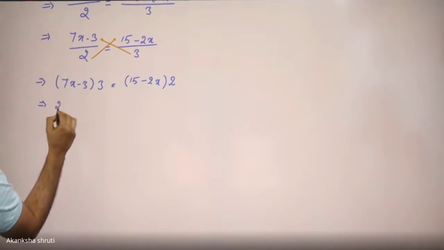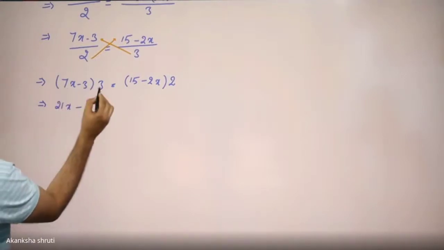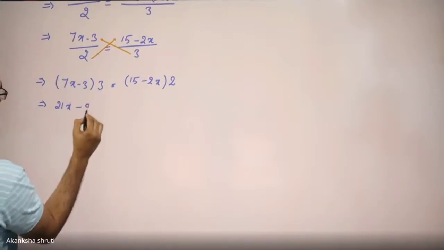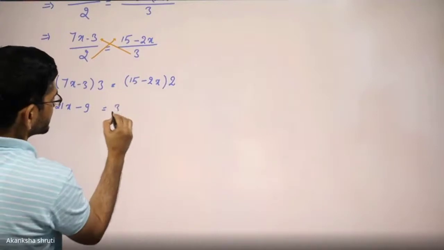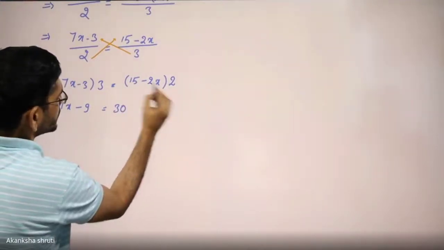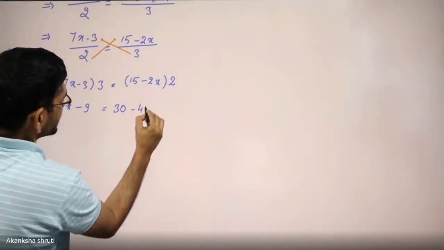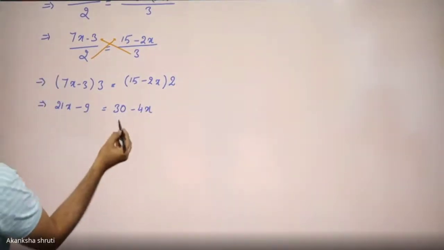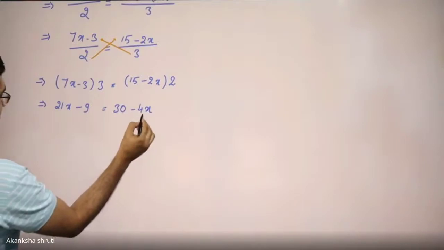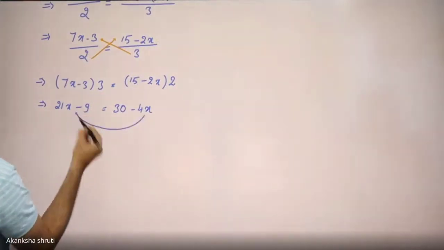7 3s are 21x minus 3 into this 3 is our 9. Right hand side, this 2 into 15, 30. 2 into 2 minus 4 of x. Here we are observing, now this is our general form, where x is distributed in both the sides.